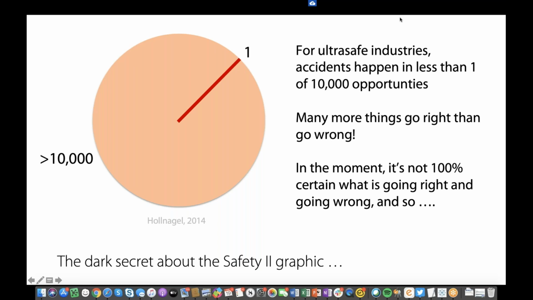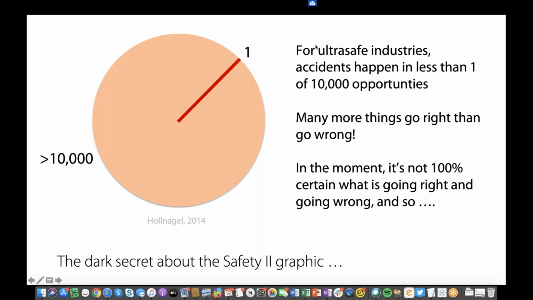So here's the dark secret about the safety 2 graphic. For those of you who are in the weeds with safety 2, you've seen this graphic before. The way this graphic is usually presented is, from a safety 1 perspective, we're trying to figure out what's going wrong and mitigate it. And we realize in these ultra safe industries, that's roughly this percentage of the entire volume of work that's going on. So for ultra safe industries, accidents happen less than 1 in 10,000 opportunities. That's really low.